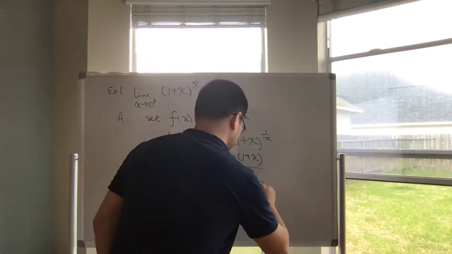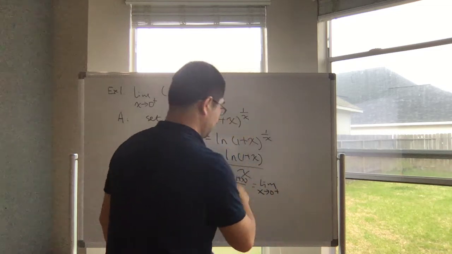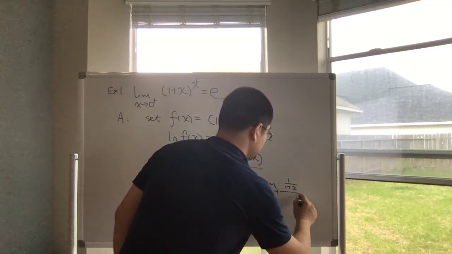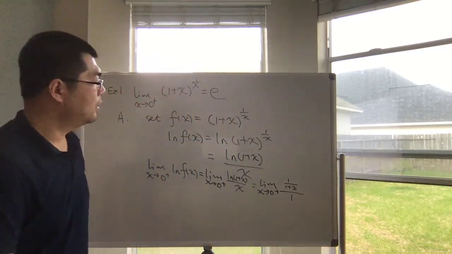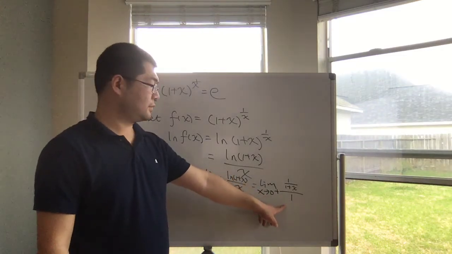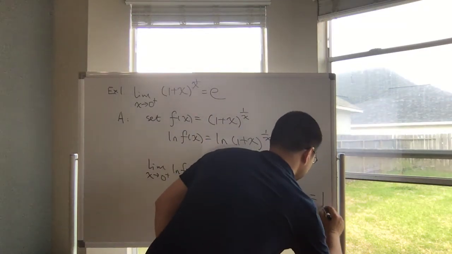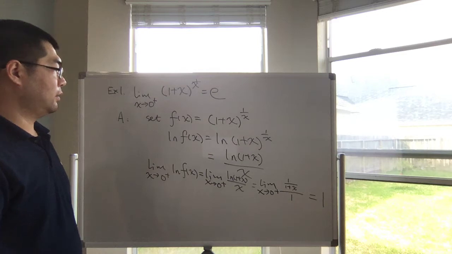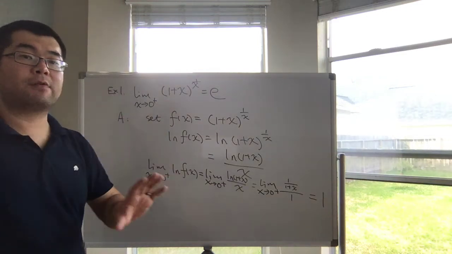Which is the limit as x approaches 0 from the right of the derivative of the top, which is 1 over 1 plus x, over the derivative of the bottom, which is 1. This limit is very easy to handle. In fact, you can just plug in, and you will see that this equals 1. Once we have this, things become very straightforward.